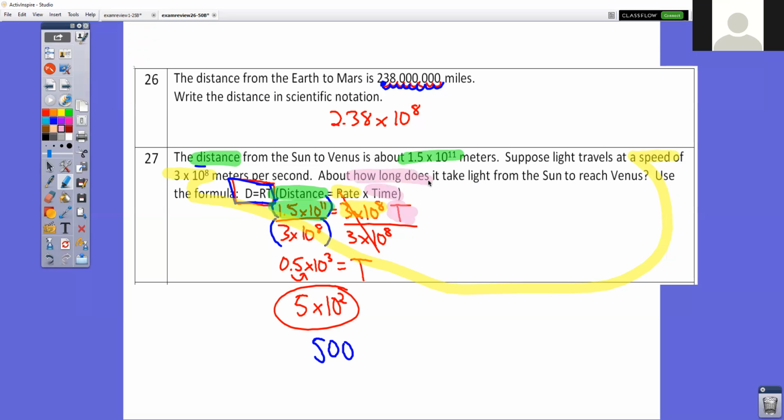About how long does it take? So you have this times t equals this. Just like solving a one-step equation, you have to divide. When you type this into the calculator, you must type in the parentheses. If you don't type in the parentheses around the scientific notation, you will get the wrong answer every single time. So 1.5 times 10 to the 11th inside parentheses divided by inside parentheses 3 times 10 to the 8th, you get 500. 500 is really 5 times 10 to the 2nd power in scientific notation.